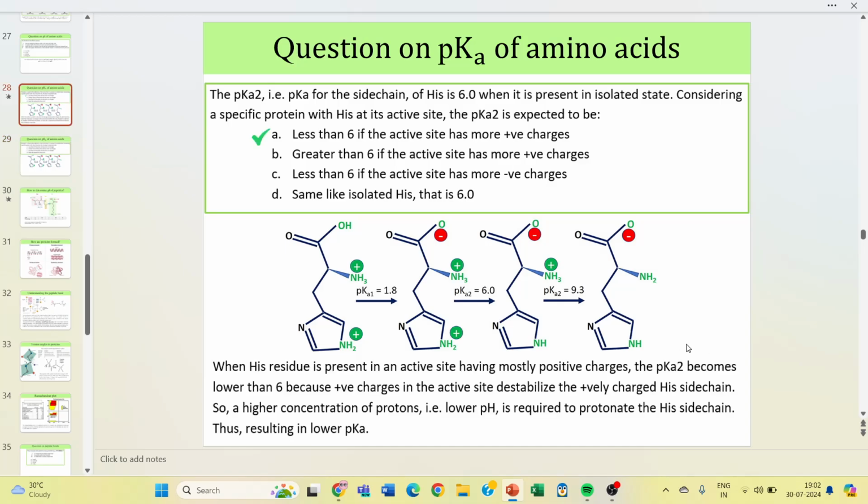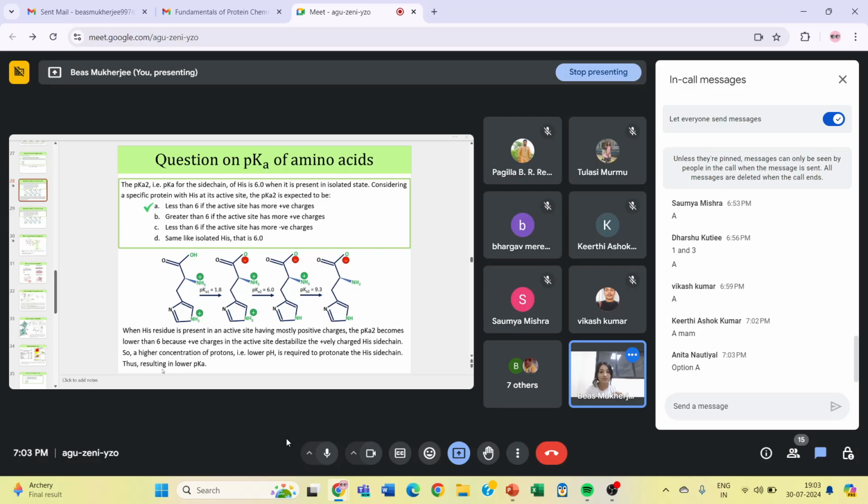That's very good. Yes, A is the right answer. When histidine is present in an active site having mostly positive charges, the pKa2 becomes lower than 6 because the positive charges in the active site destabilize the positively charged histidine side chain. So a higher concentration of protons, that is lower pH, is required to protonate the histidine side chain, therefore resulting in a lower pKa. This is a very interesting question, and you can actually try to understand how other amino acids affect the properties of a particular amino acid.